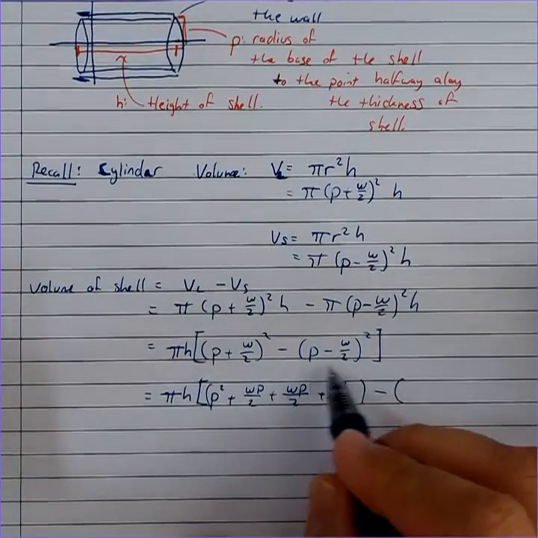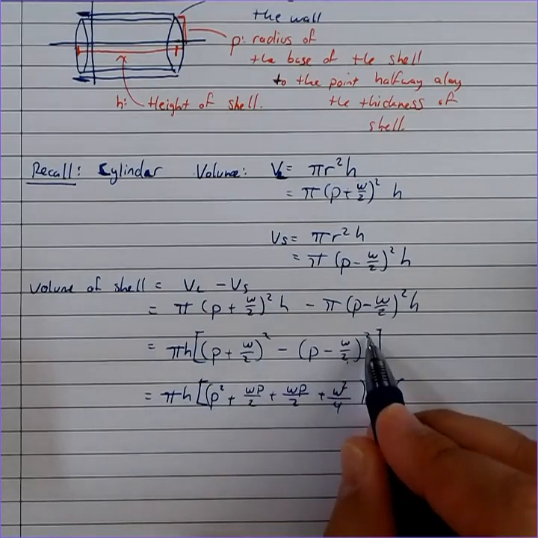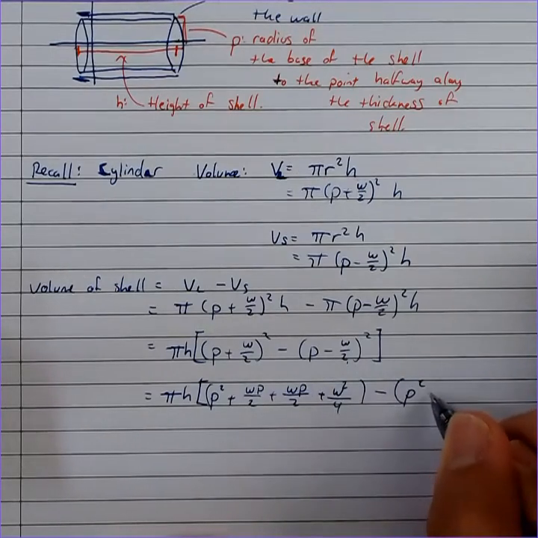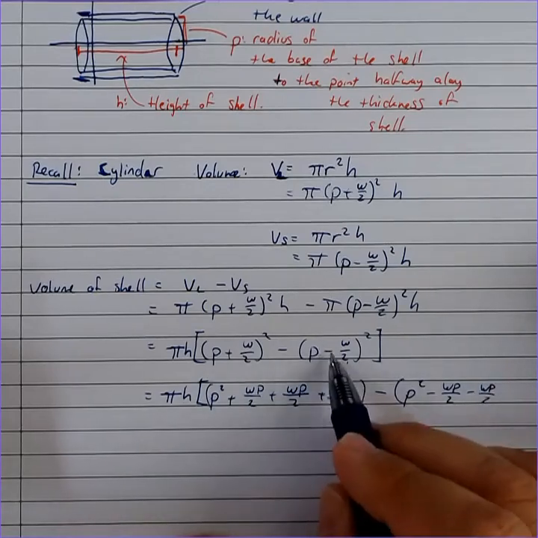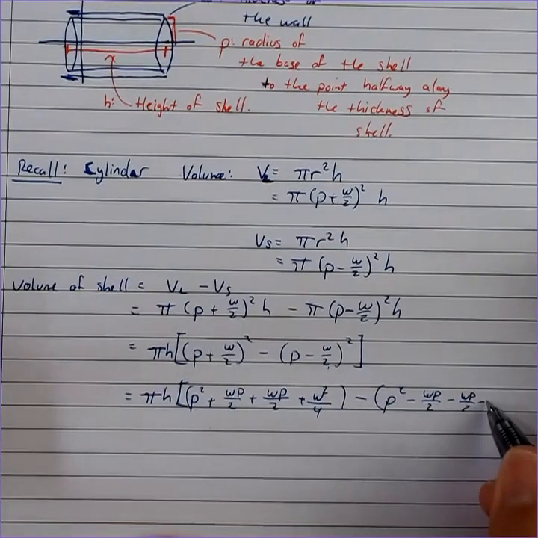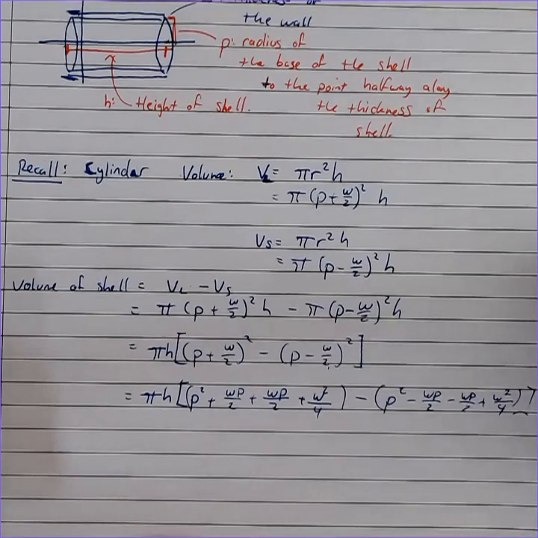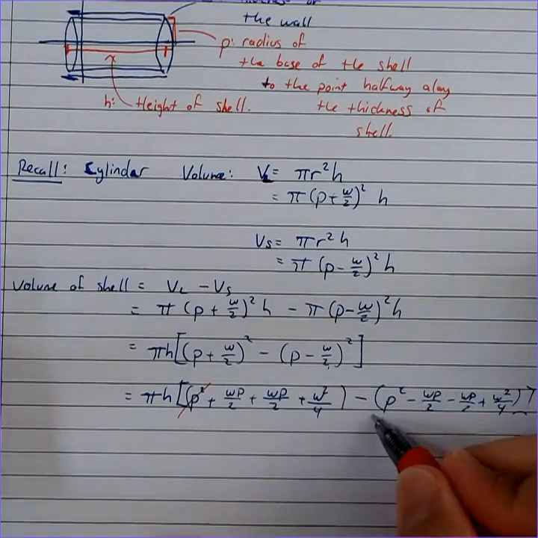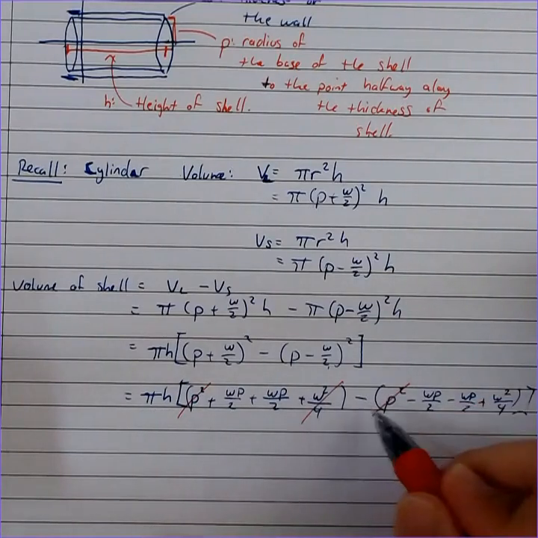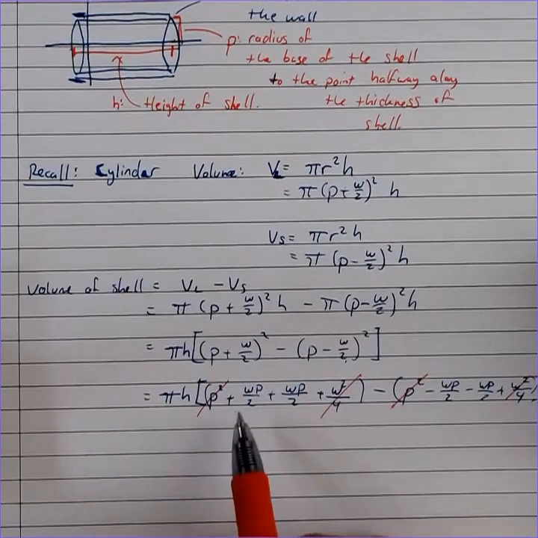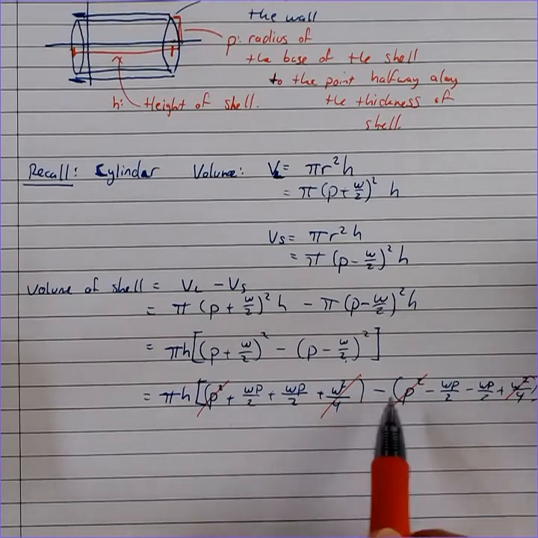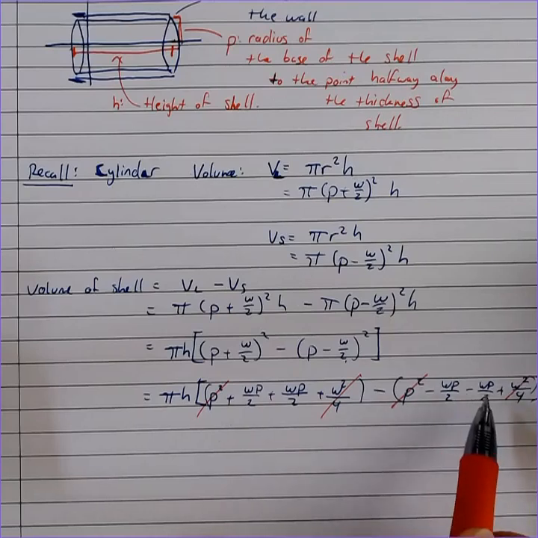But then I'm going to say minus, and then I'm going to do the same thing to this one. P minus w over 2 times itself will give me p squared minus wp over 2 minus another wp over 2 plus, double negative will make that a plus, w squared over 4. And now you notice that four of these terms subtract away: p squared minus p squared, and w squared over 4 minus w squared over 4, both of those are gone. And then these are all like terms. So I have 1, 2, double negative makes that a plus, so 1, 2, 3, 4. I have 4 wp over 2.